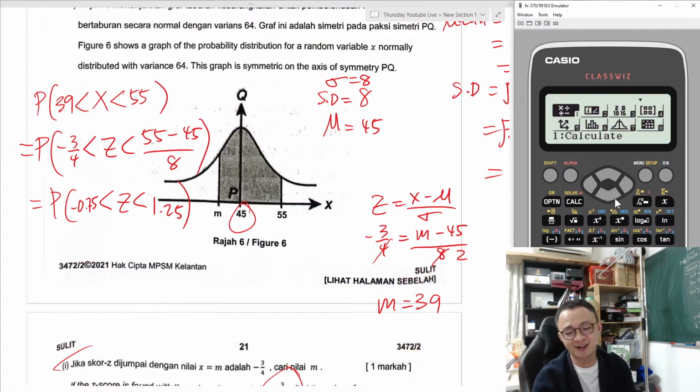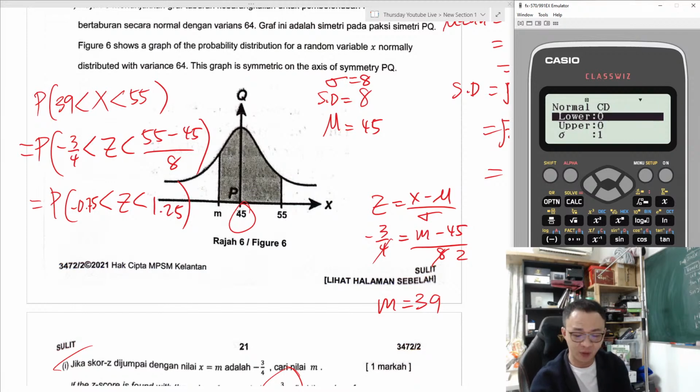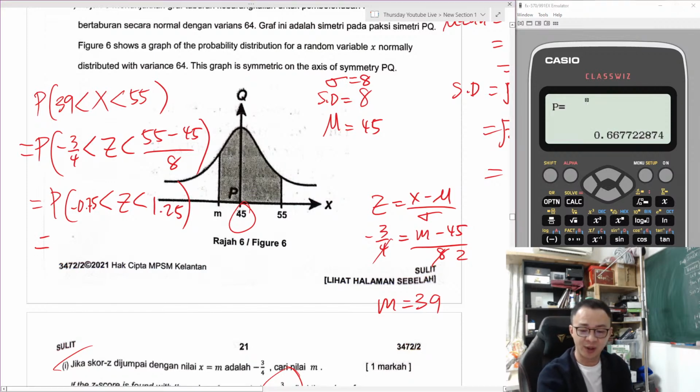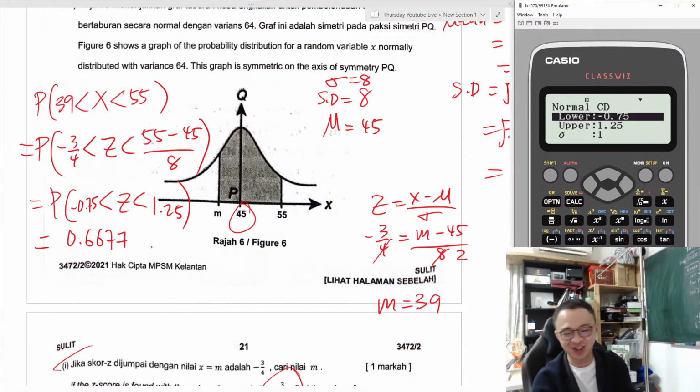If you are using this calculator, you can play some cheat, because you can straight away get the answer. This one is called normal CD, number 2. Your lowest is negative 0.75, which is negative 3 over 4, and your upper is 1.25. Then standard deviation and mean no need to change, both is 1 and 0. So you type enter, and this one is 0.6677.